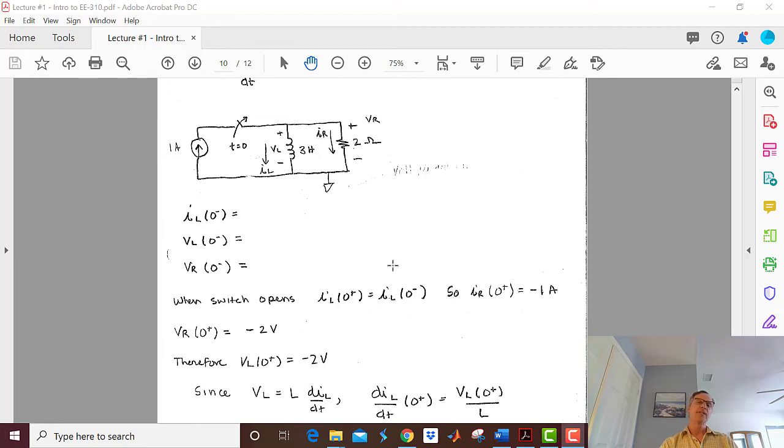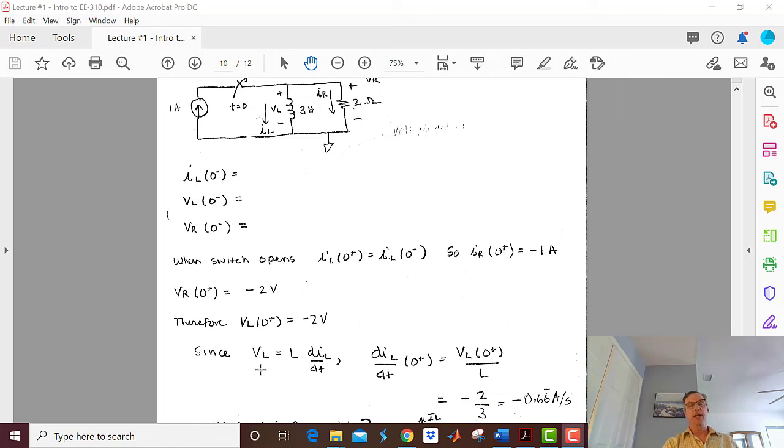And you're going to hear me say this term a lot. I'm going to say KVL on the fly. Actually, I'm going to introduce that later. So V_L at 0 plus is going to be negative 2 volts because I've got a current of 1 amp going this way. I'm 0 volts here. That's going to make me negative 2 volts here.